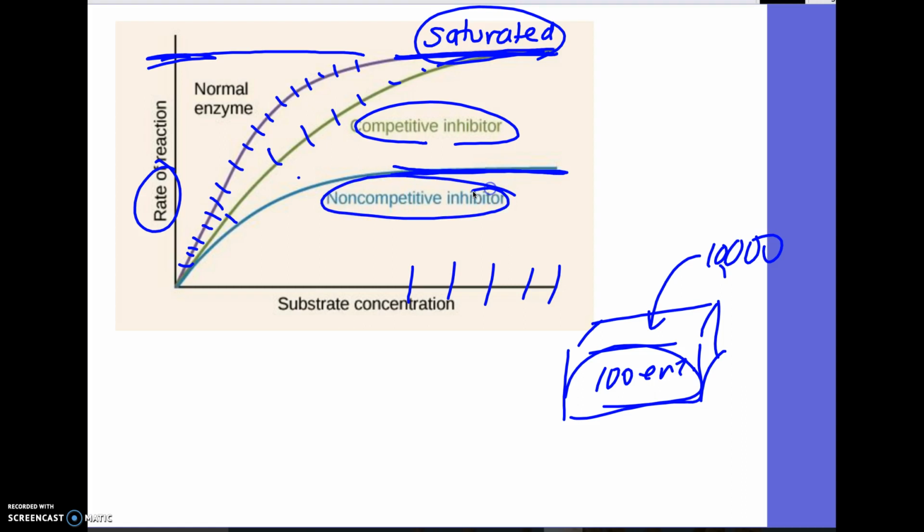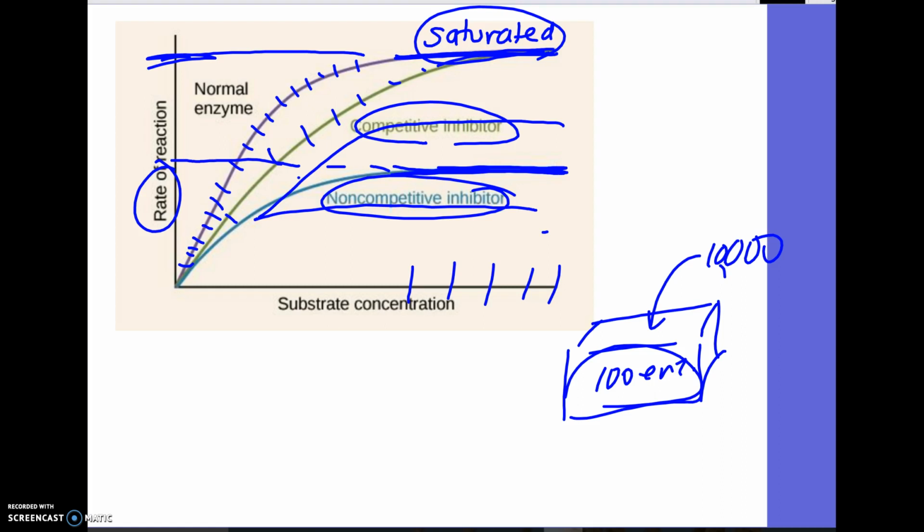So this is the effect of a non-competitive inhibitor. Enzymes that bind with the inhibitor are no longer functioning, so the maximum rate goes down depending on how much inhibitor I add. Obviously, there's no numbers here. You could say, well, why is it there and not up here or down here? It would depend on how much inhibitor there was. But the bottom line is what they want you to see from this graph.